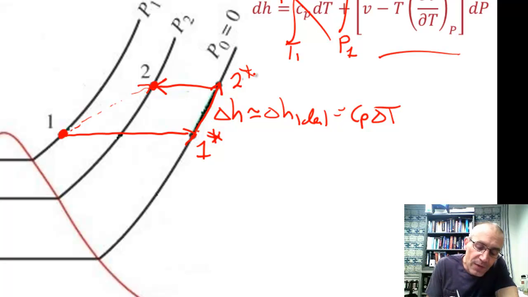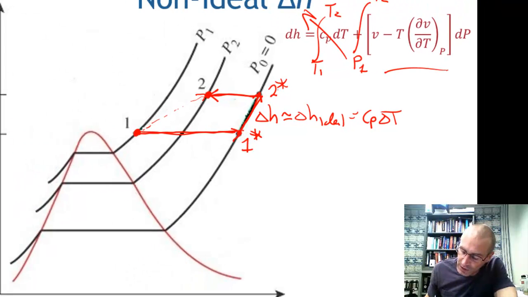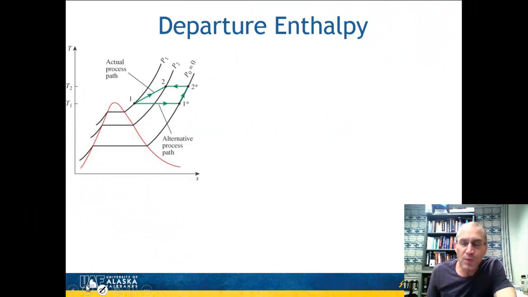And then if I call that 2 star, again, I would do that at a constant temperature. So the first step here, I don't have the second term. The second step, I don't have the first term. And then the third step, again, I don't have that first term. So that's how we can go ahead and evaluate that. And the Cp dT terms are easy, but we'll look a little bit more at doing that other term. So this is the idea of a departure enthalpy.